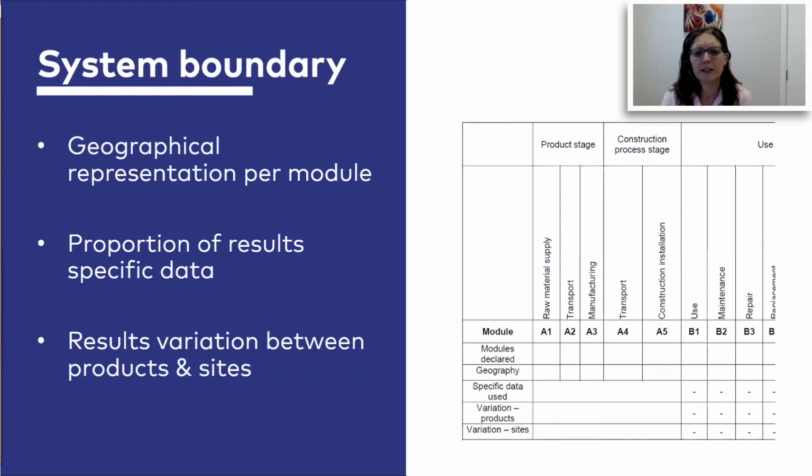And the other area is where an EPD covers multiple products or sites, the variation in results between the products and sites must be reported on. And again, this is given as a format by the PCR and is assessed on the GWP indicator.